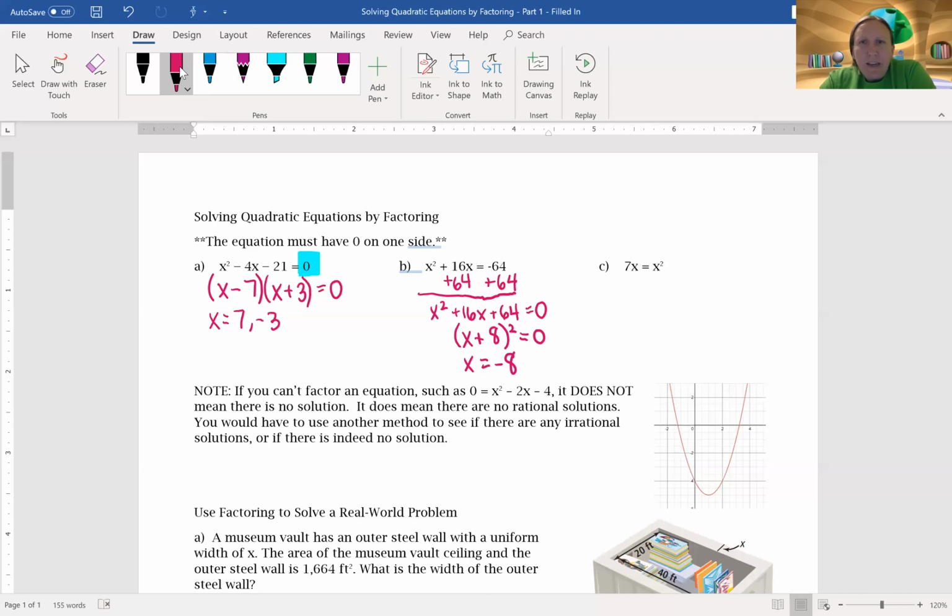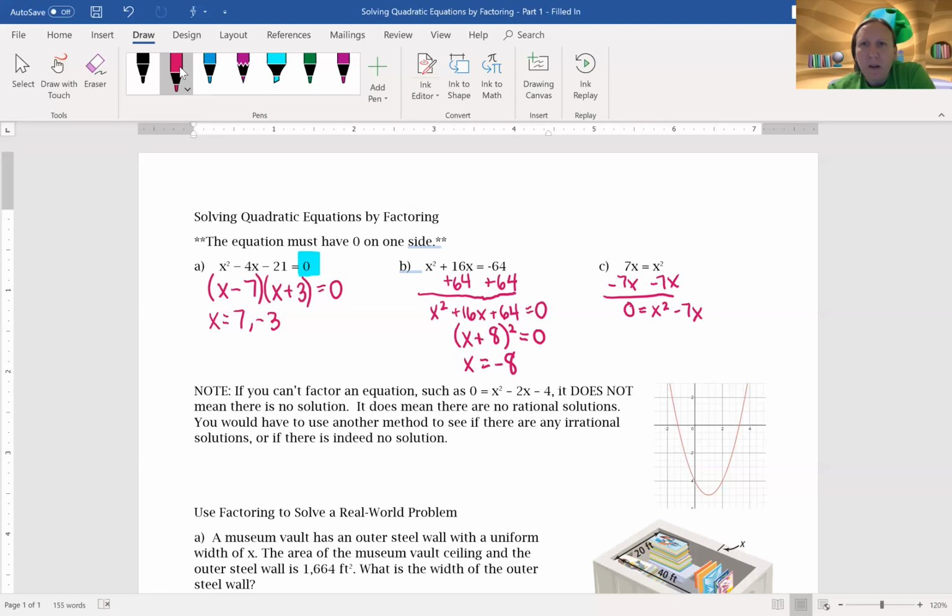And in C, I have 7x equals x squared. I don't have 0 on one side. And I have a choice as to where I want to move things. I could move this x squared to the left, but I'd have to subtract it, which would make it negative. When we factor, we always want that leading coefficient to be positive. If not, we have to factor out a negative. So to me, it makes more sense to take this 7x and move that over to the right-hand side. So I'm going to have 0 equals x squared minus 7x.